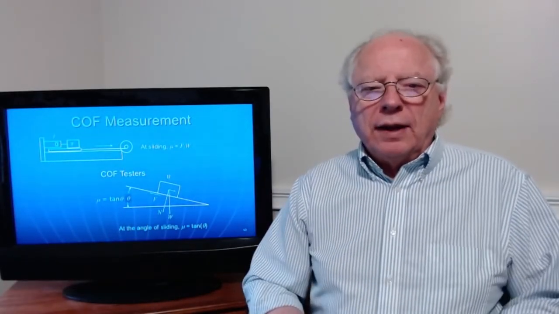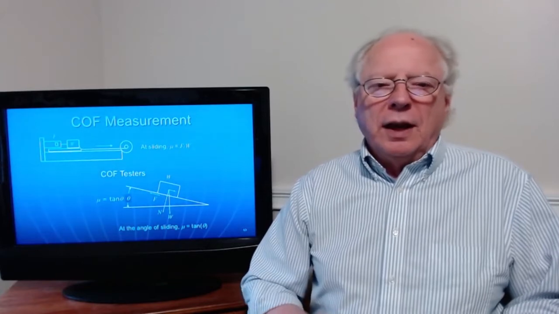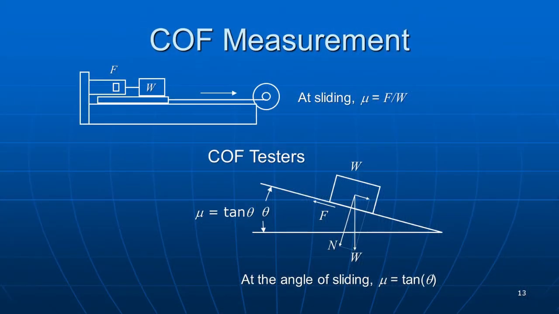Coefficient of friction test equipment, a couple of examples here. One is a motorized sled that is pulling a sample of the material under a known weight and measuring the force that's applied to the weight. Or you can have an angle tester where you increase the angle until the sample slides down the surface, and the tangent of that angle is equal to the coefficient of friction.